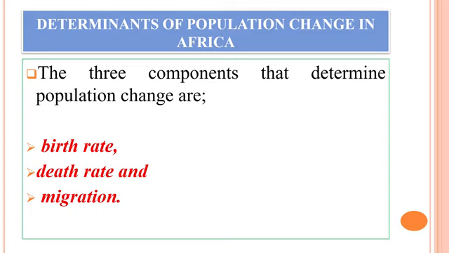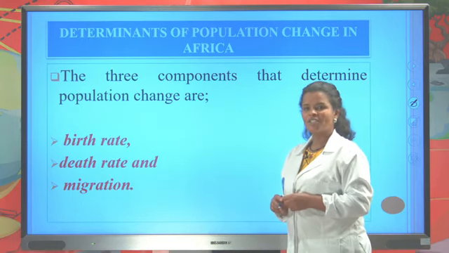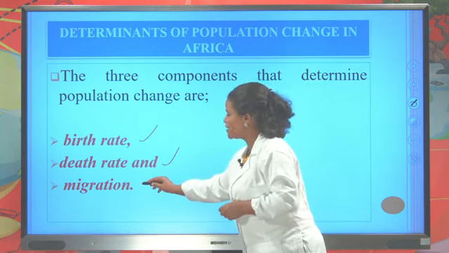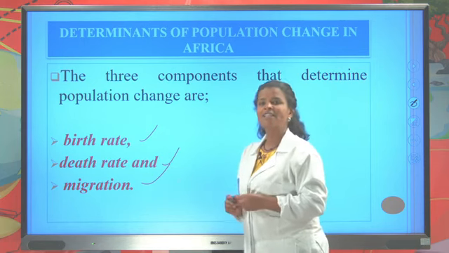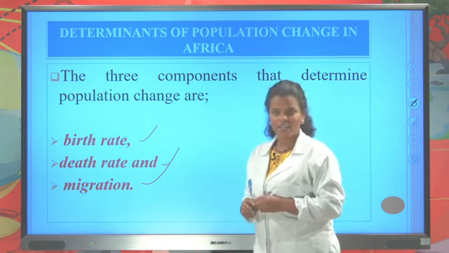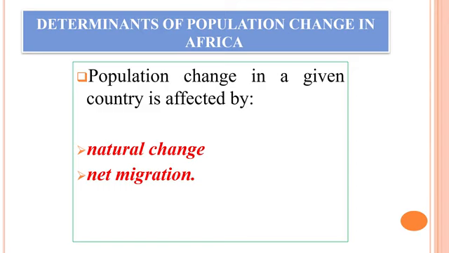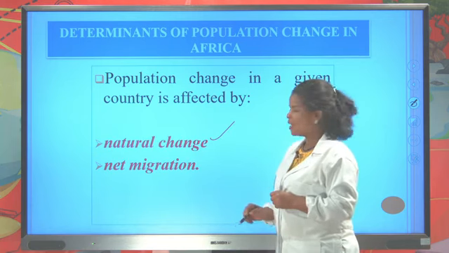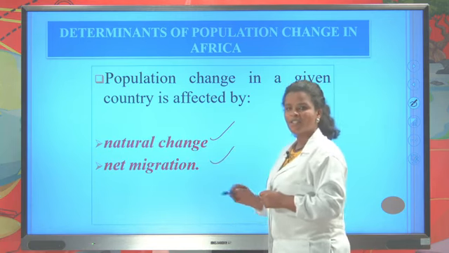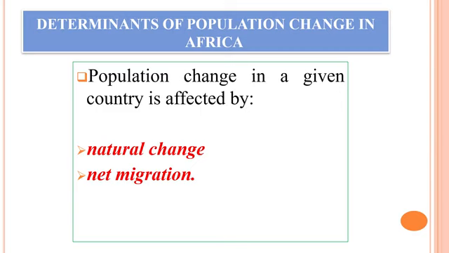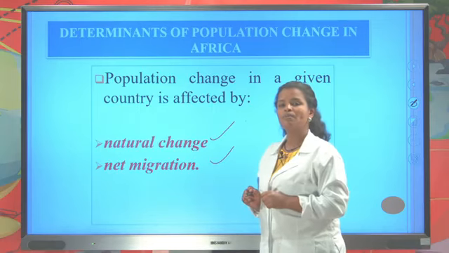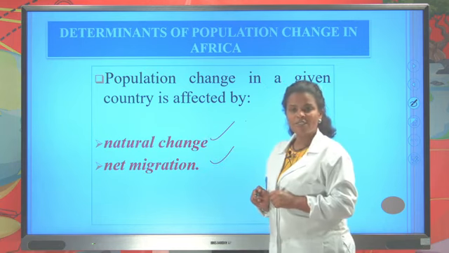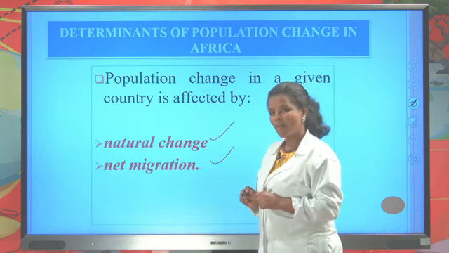The three components that determine population change in Africa are birth rate, death rate, and migration. Population change in a given country is affected by natural change and also the net migration rate. Natural change is the difference between crude birth rate and death rate. Net migration is the result of immigration and emigration.